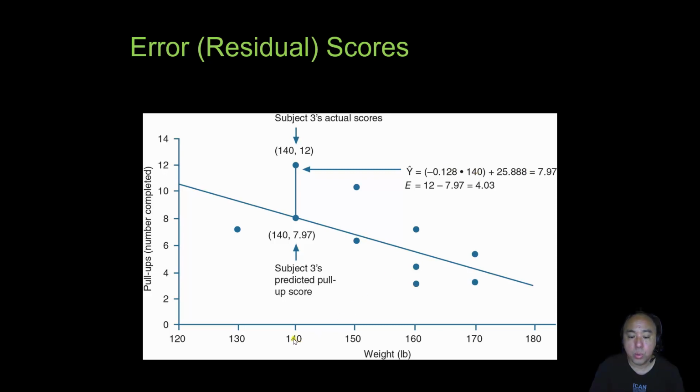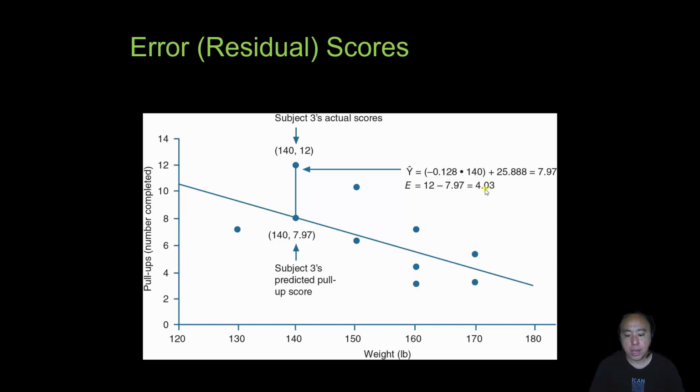So for example, a person who weighs 140 pounds is predicted or estimated to be able to do 8 pull-ups. I'm sorry, I said 4 pull-ups, it's 8 pull-ups. Let me back up a little bit here. A person who weighs 140 pounds is predicted to be able to do 8 pull-ups. Now let's just say that subject 3's actual number of pull-ups is 12. The error between the actual score and the predicted score is obviously 4.